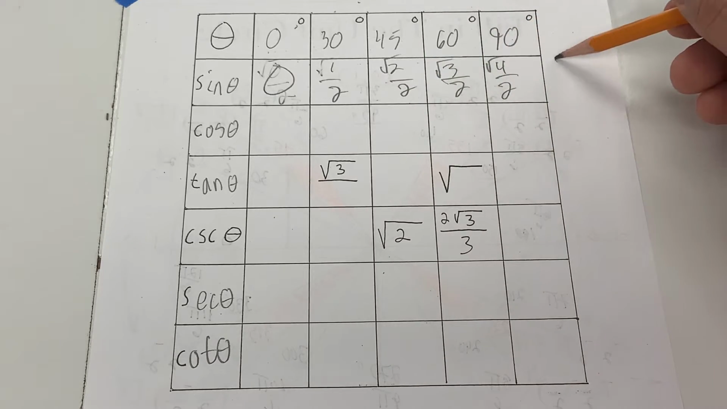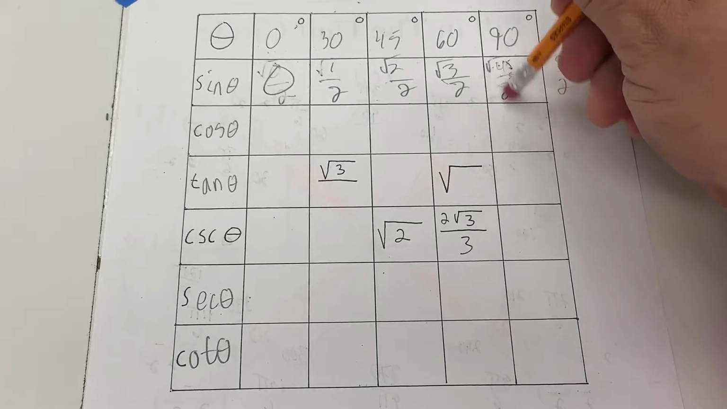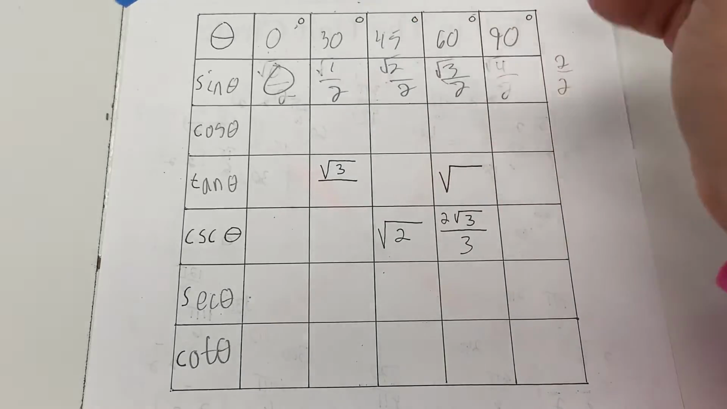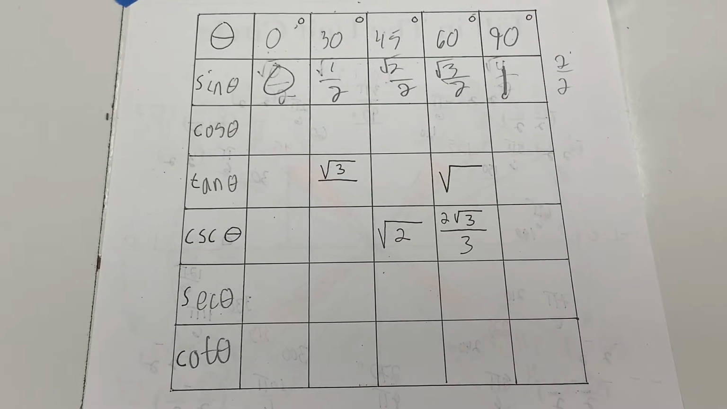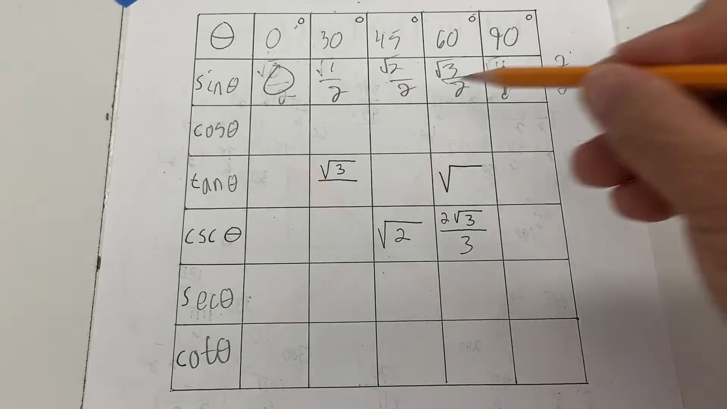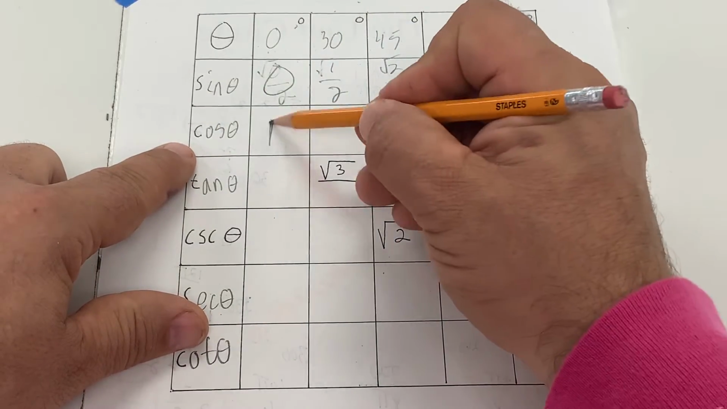The square root of 4 is 2. And 2 divided by 2 is 1. So now that I have that simplified, I have all the sine values in quadrant 1 of the unit circle. All the y values. Now to find the cosine, all you do is take this and transfer it over here.